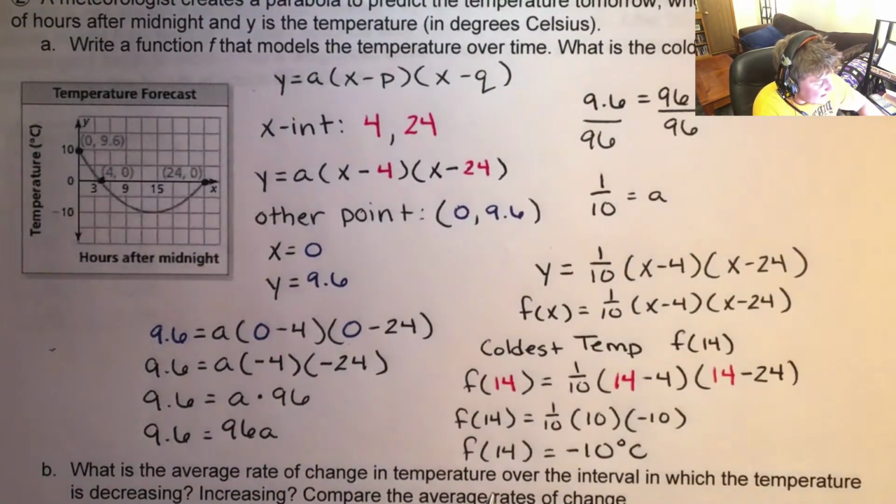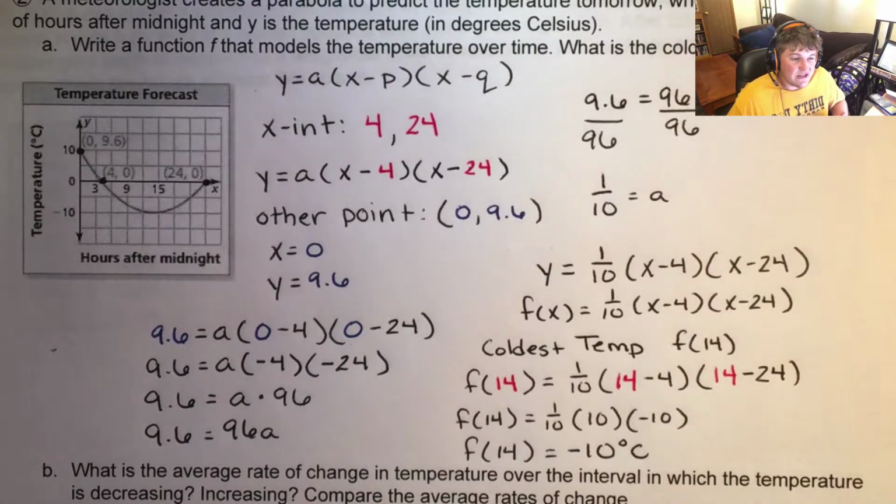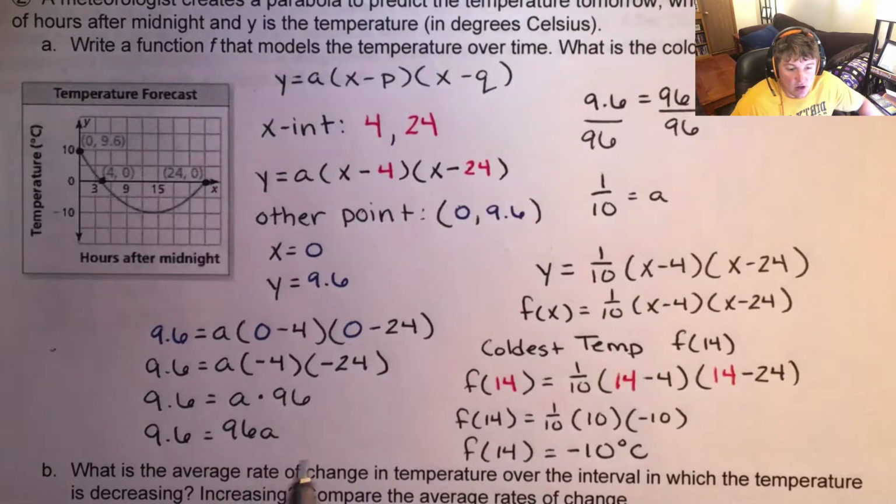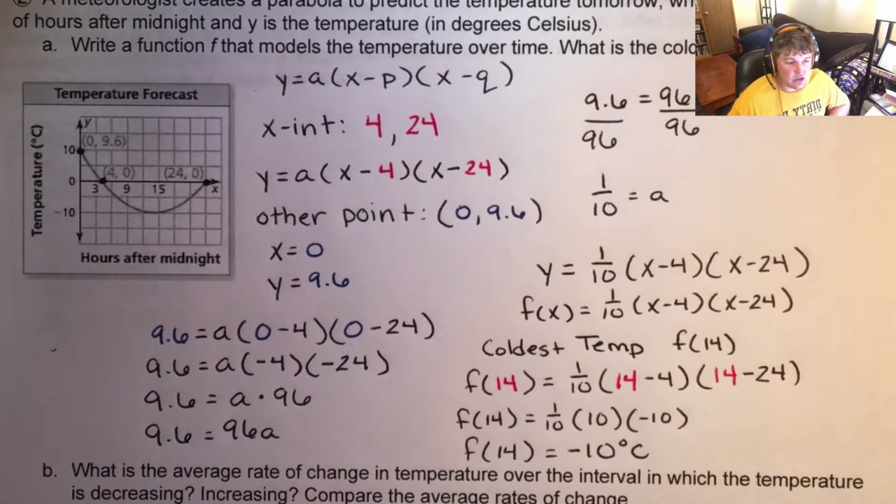Okay, what does the f of 14 mean? This means 14 hours after midnight, we are expecting to have the coldest temperature of negative 10 degrees Celsius. So 14 hours after midnight, that'd be like 2 o'clock in the afternoon is what we would be expecting. Just a weird time to have the coldest temperature of the day. But we didn't create the model. We're just doing math to confirm all this other stuff.